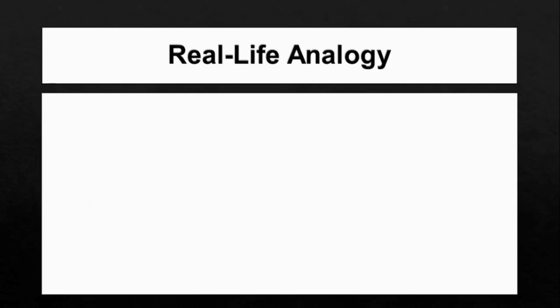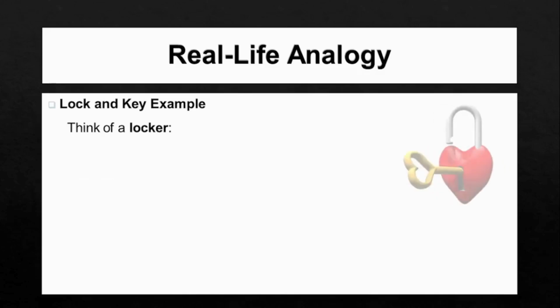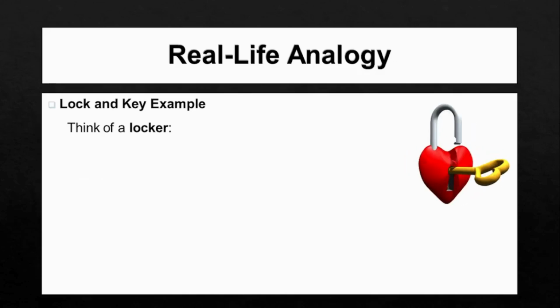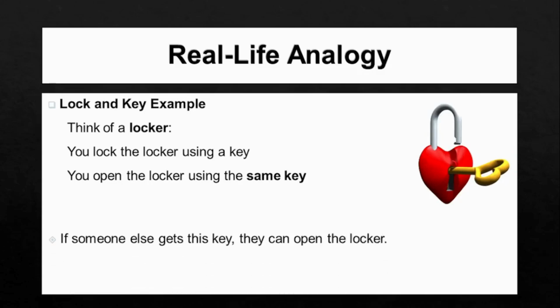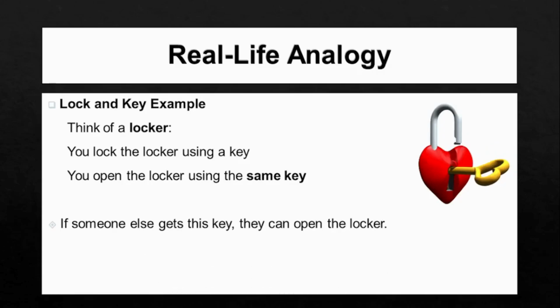Now let us understand this concept using a real life example. Consider a locker that is locked and unlocked using the same key. If someone else gets this key, they can open the locker easily. Similarly, in symmetric encryption, if the secret key is leaked, the data becomes completely insecure. This example clearly explains how symmetric encryption works.